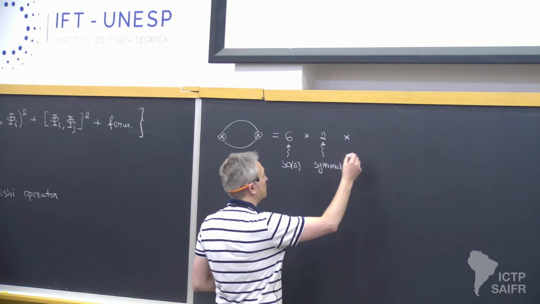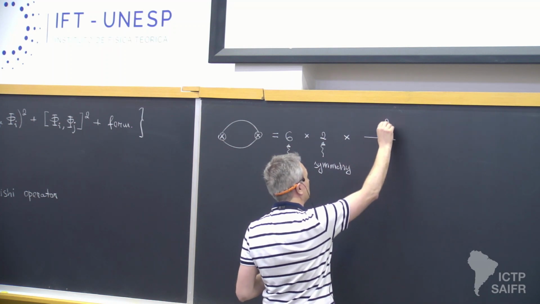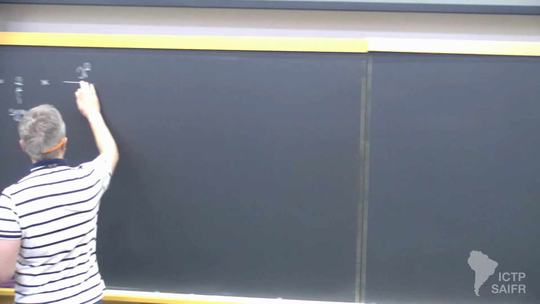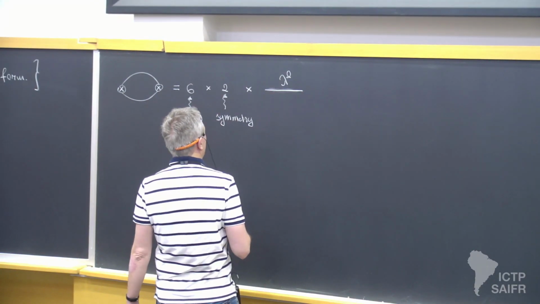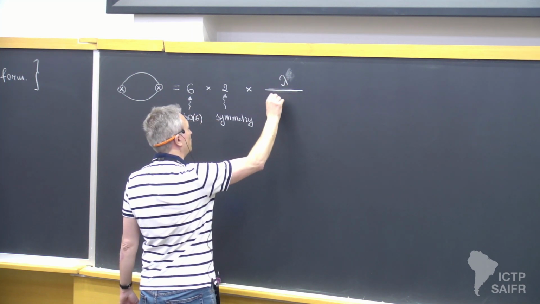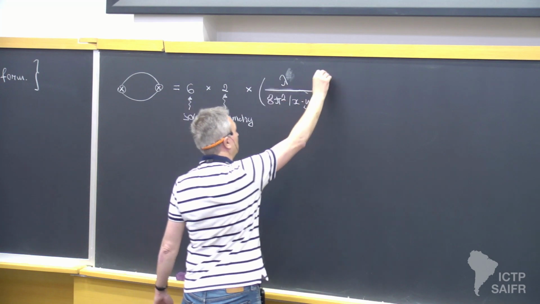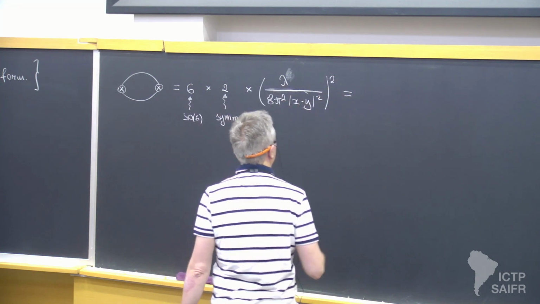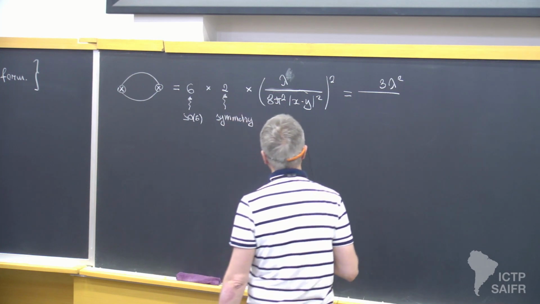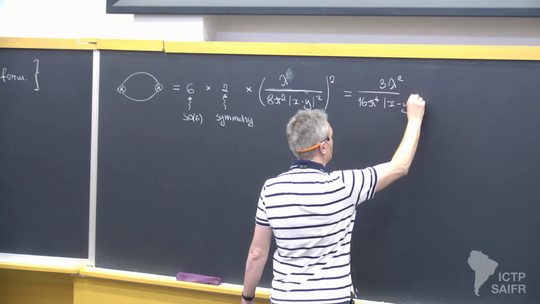So there is a symmetry factor of 2. And then further, it's a one loop diagram, so it's of order lambda squared. Well, OK, so there is a factor of lambda from each of the propagators. So in total, we have a factor of lambda squared, and let me write this as a square of the propagator. It's lambda over 8 pi squared, x minus y squared, squared. So in total, I get 3 lambda squared divided by 16 pi to the 4, x minus y to the 4.